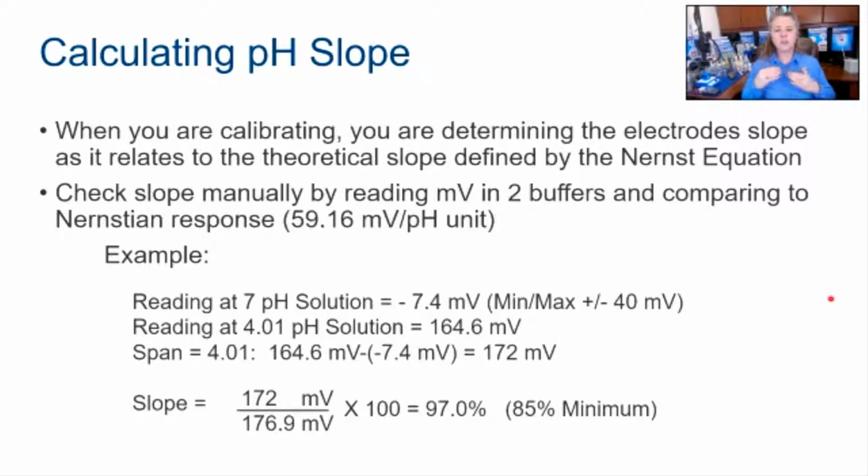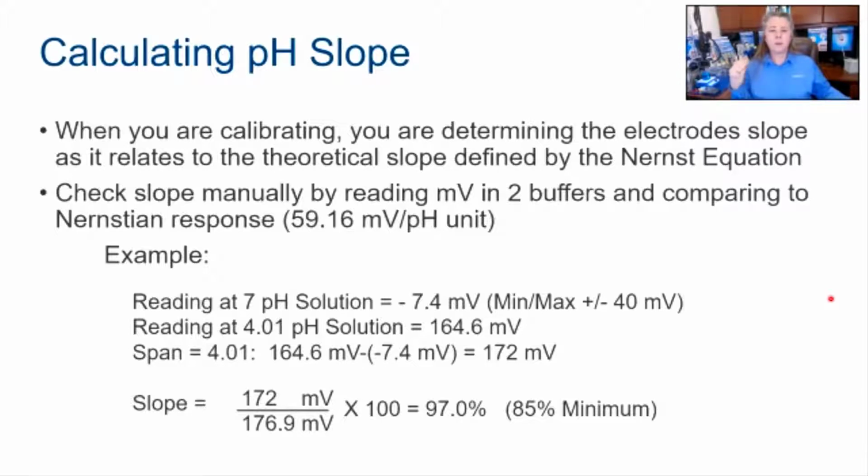Okay, so let's just do an example. If we were to read on our pH meter a measurement at pH 7 in a good clean buffer that we're confident in, let's just say the reading we get is minus 7.4 millivolts. Well, one would think at pH 7 it should be 0, right? Hydrogen ions should be equivalent to hydroxide ions, so it should be neutral, but minus 7.4 is acceptable. And then we take a reading at a pH 4 buffer, and we get a reading of 164.6 millivolts.